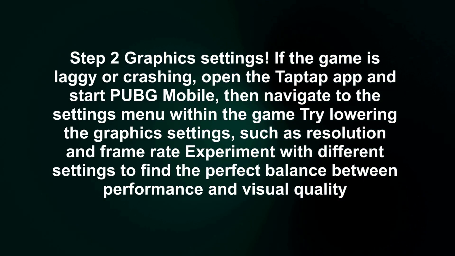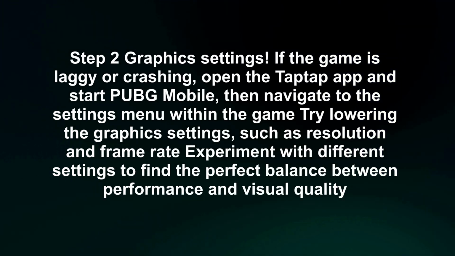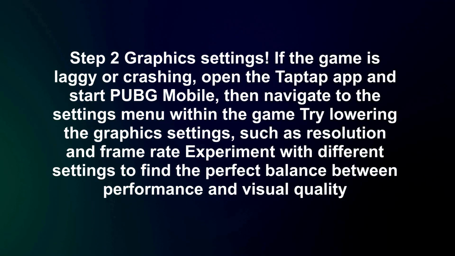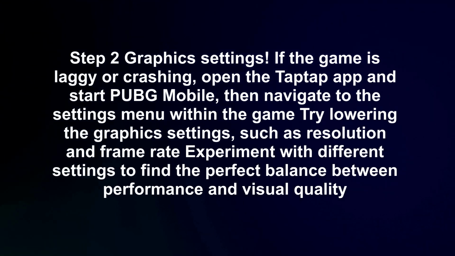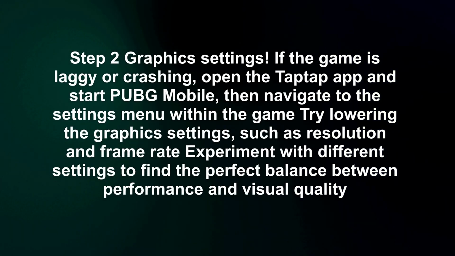Step 2. Graphics settings. If the game is laggy or crashing, open the Taptap app and start PUBG Mobile, then navigate to the settings menu within the game. Try lowering the graphics settings, such as resolution and frame rate. Experiment with different settings to find the perfect balance between performance and visual quality.